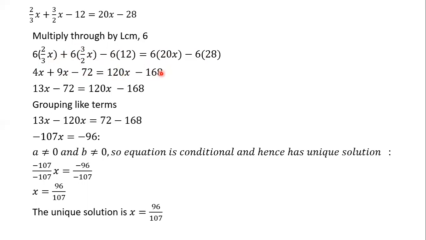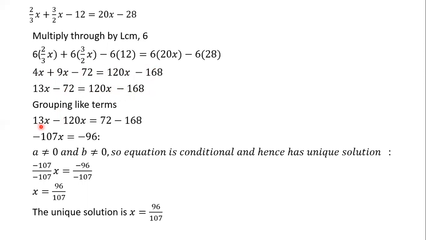Good. So you see that we have now removed the fractions also. Hence, we can now simplify, since we have like terms at the left side, x. So 4x plus 9x becomes 13x minus 72 equal to 120x minus 168. Hence, we can group like terms. So we can send 120x to the left side, and also send 72 to the right side. So when 120x goes here, it becomes negative.